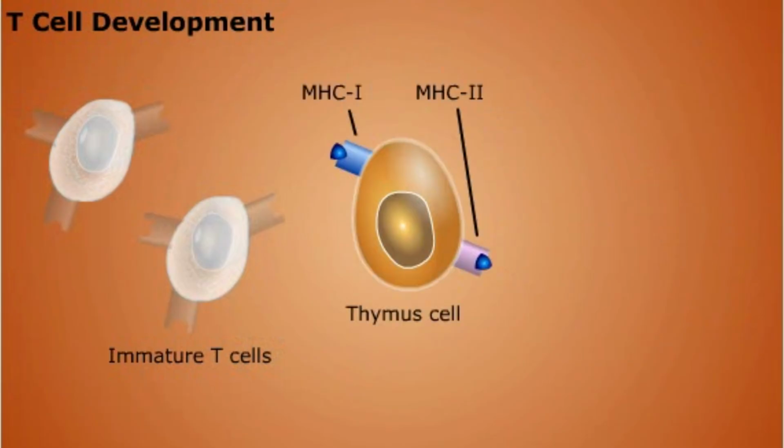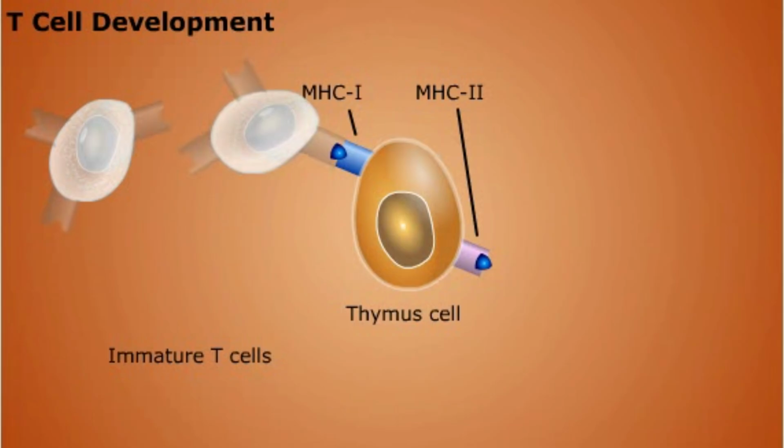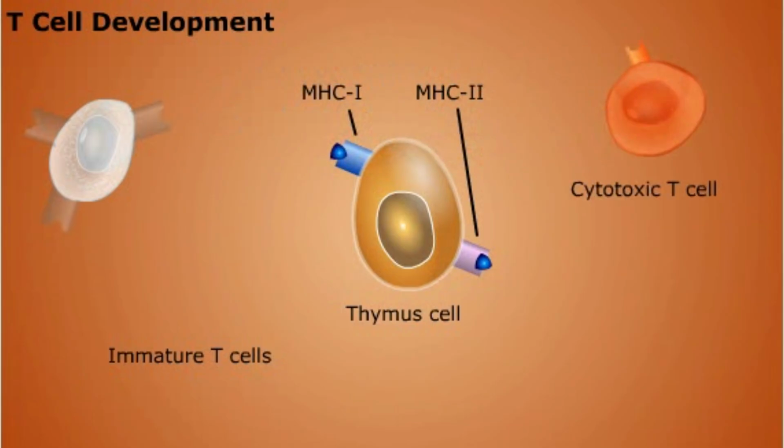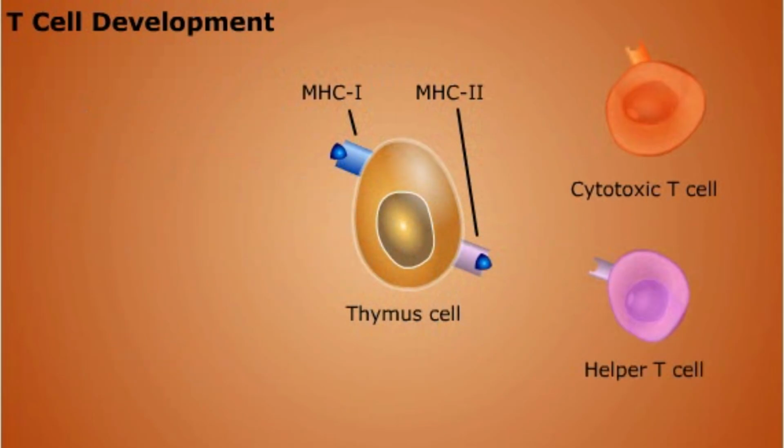The developing T cells interact with thymus cells that contain both MHC1 and MHC2 molecules. Some of the developing T cells are reactive with the MHC1 molecules. These cells develop into cytotoxic T cells. Other developing T cells are reactive with the MHC2 molecules and become helper T cells.